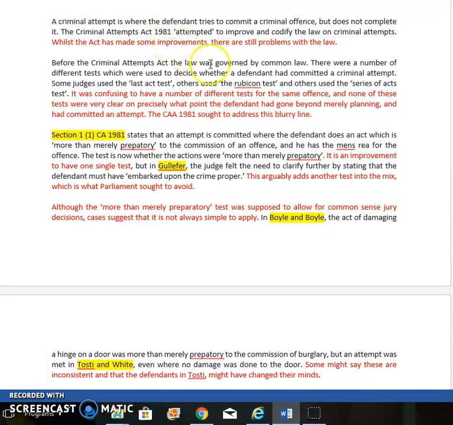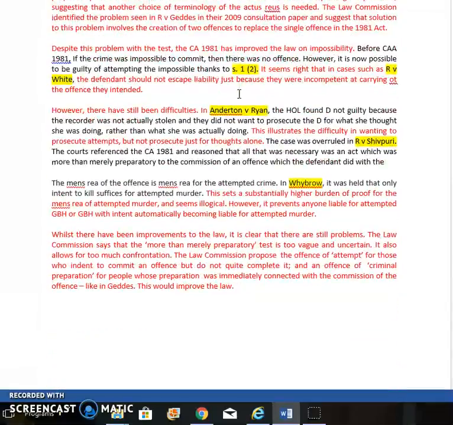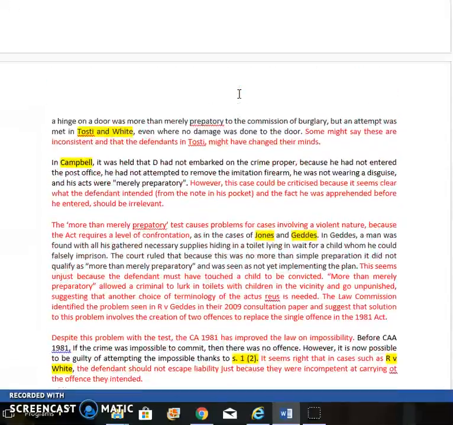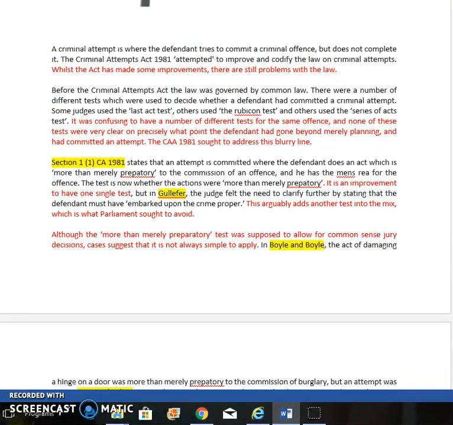So if we have a look at the suggested answer here, as usual, the AO1 is in black font and the AO2 is in red font. And as usual, you see that we explain some law and then we evaluate it. And that just makes sure that your essay has a nice structure and that you're maximising your AO2 points.